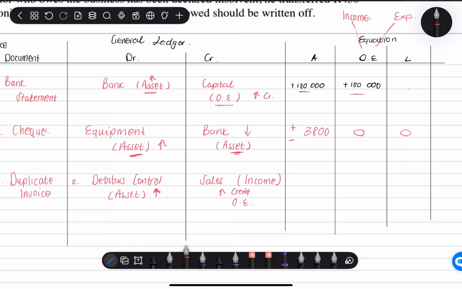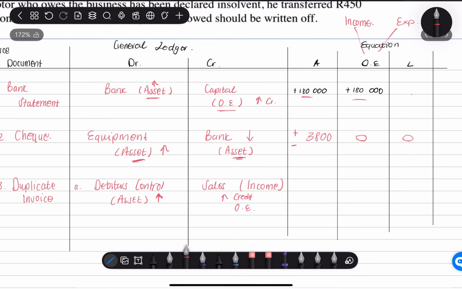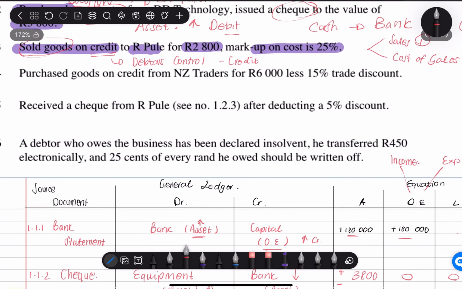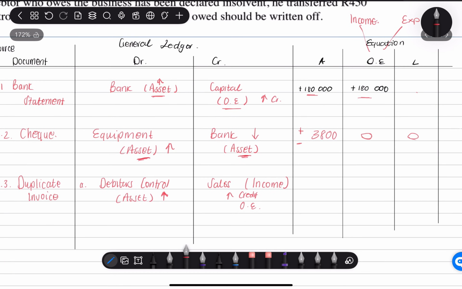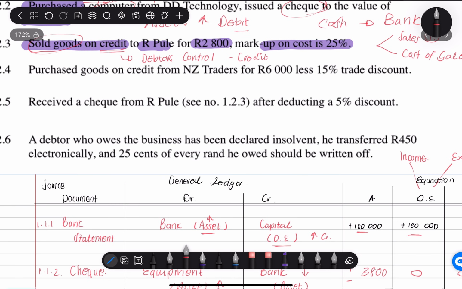So if we want to put this down, what was the full amount that we paid? The full amount was how much? 2,800. We are increasing assets, increasing owner's equity, 2,800. We then have cost of sales. So cost of sales of 2,800.